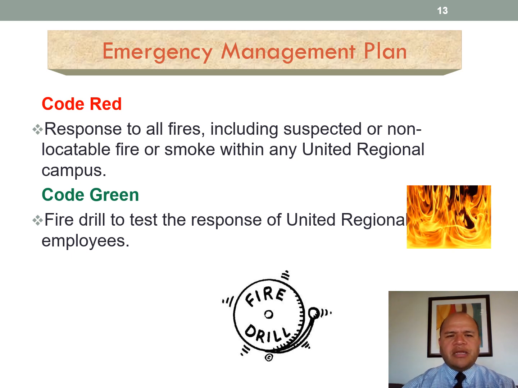Code red and code green are the codes that we call overhead if there is any type of fire response. Code green is a fire drill. Code red is an actual fire. The expectation for students is that you notify. So if you see fire or smoke in the building, make sure that you let somebody know.